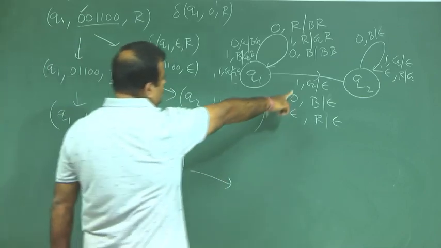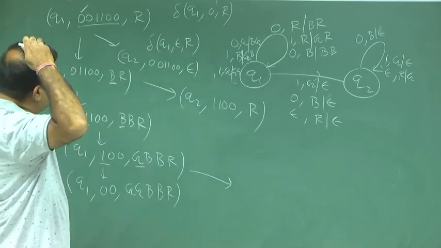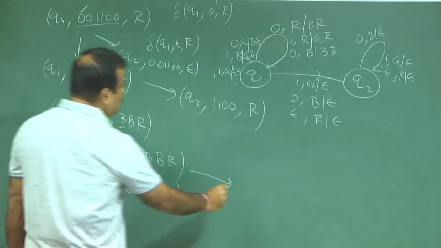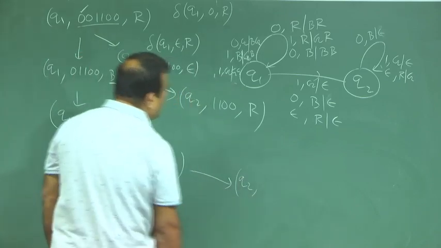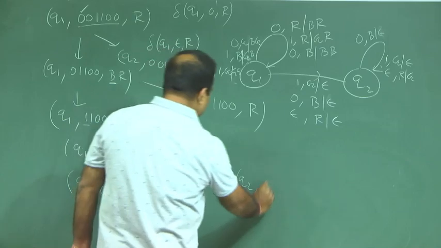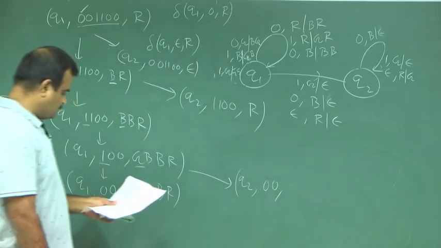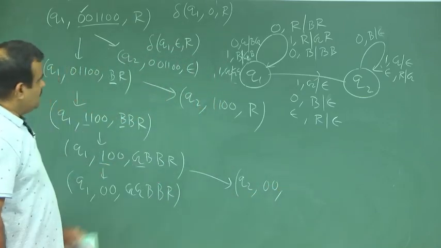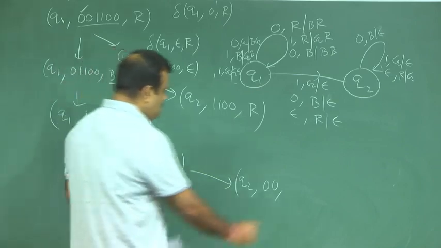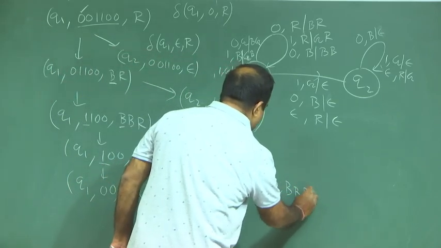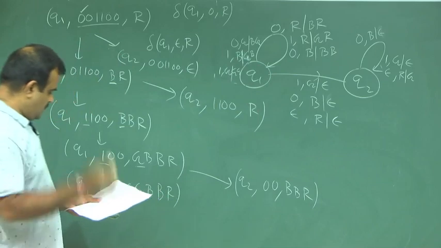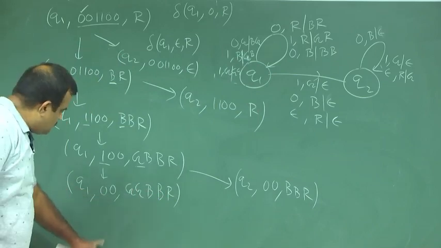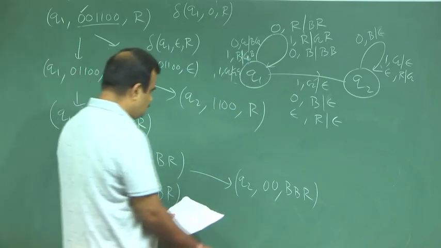This is one option. Another option is here, if we take this one, q 1 1 g. So, this will be q 2 and this is 0 0 and this g will be erased. So, b b r. Okay. Now, we could explore this also, but let us try to explore this one.